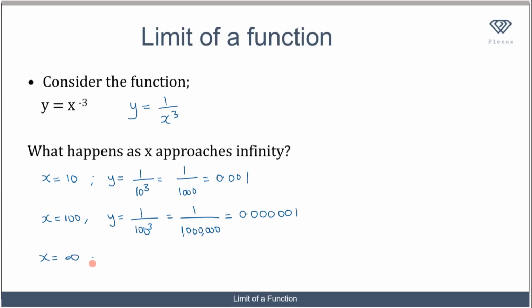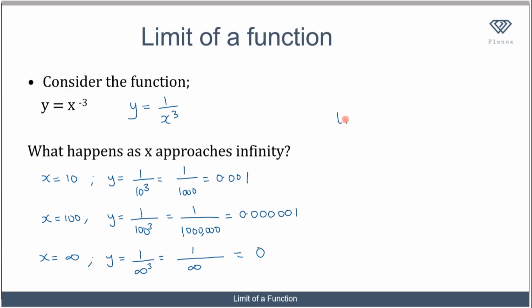Now let's assume x tends to infinity. This is the symbol for infinity, and infinity also means a very large number. So I have 1 over infinity cubed. Think of 1 over a number that is very, very large, which is infinity. What would that value be equal to? As you can see, the value is decreasing as x is increasing. So when x becomes very large, the value of y tends to be equal to what? 0.